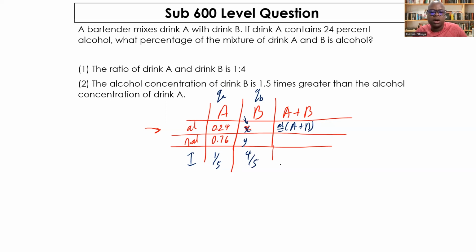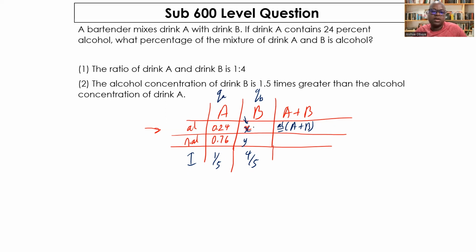Which means in this mixture, what we have is just a whole mixture. We don't know what the concentration of B is. We only know that in this whole mixture, A will be contributing only 1/5 of the whole alcohol content, and B will have 4/5. So it could be 1/5 times 0.24 plus 4/5 times X to give us what we need. But since it's not telling us what this is, it's not sufficient. We cannot answer the question. It can be any value.